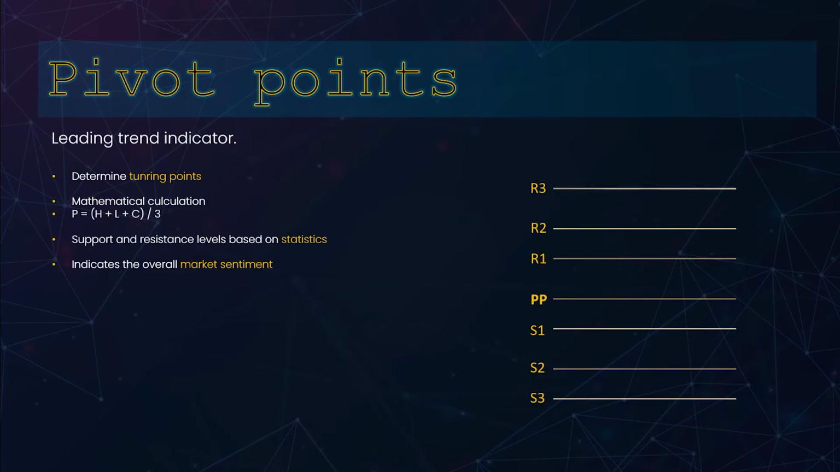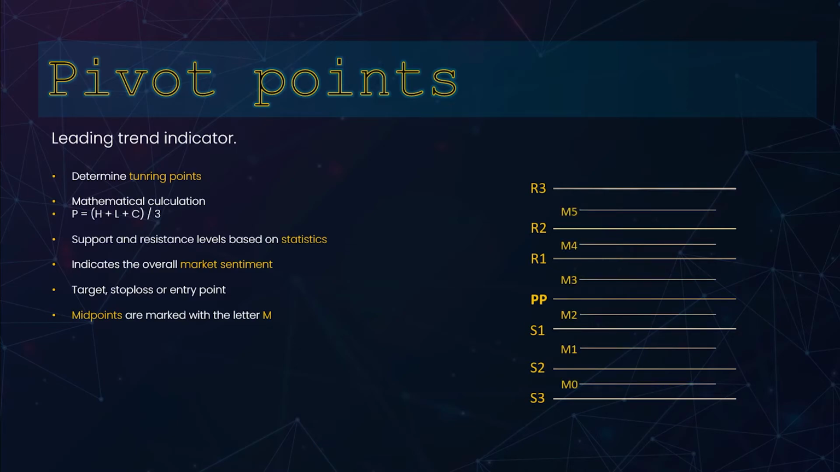The support and resistance levels calculated from the pivot point can be used as target, stop loss or entry point. Many pivot point traders don't recognize the half levels in between the other levels. But for one of the strategies that we will teach, midpoints are super important. The half levels or midpoints are marked with the letter M. You can see them on the image on the right side of your screen. We know if you never used pivot points before that this can be a lot of information to process. Don't worry, they're actually very easy to use.